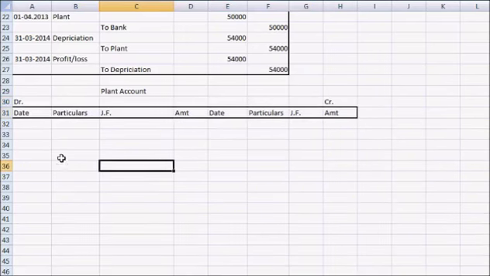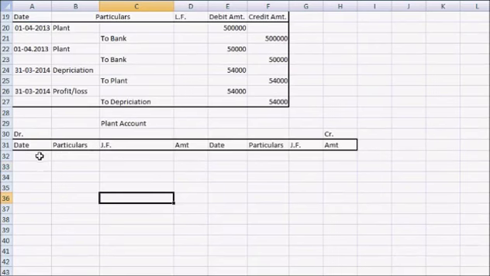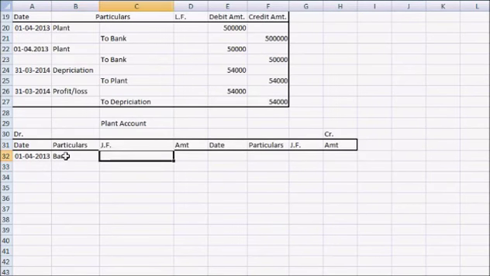So let us start the first entry. The date is 1st of April 2013. On this particular date the plant has been debited by bank. So we'll write bank in particulars, and the amount would be 5 lakhs.